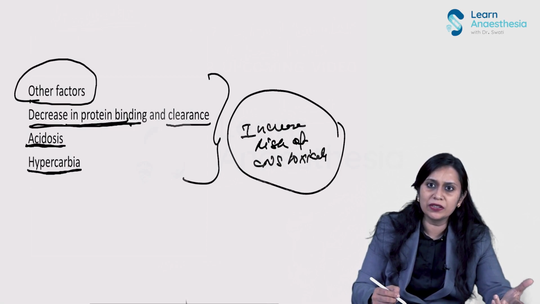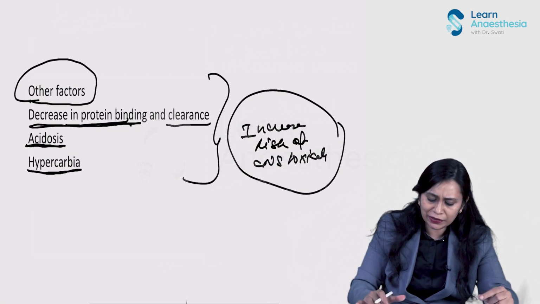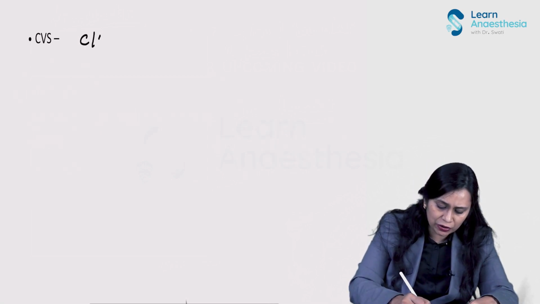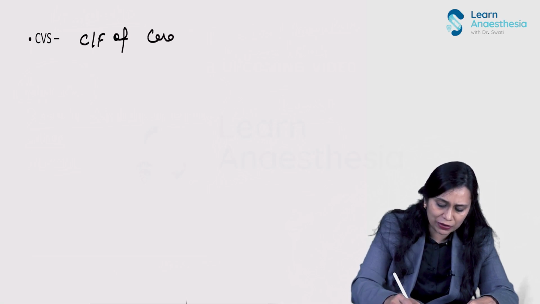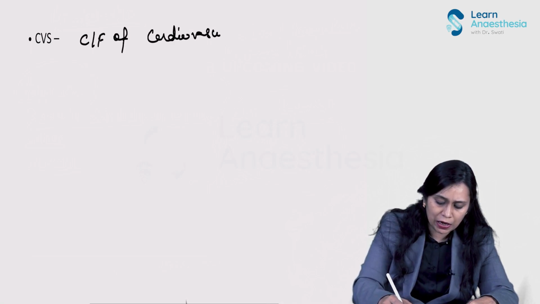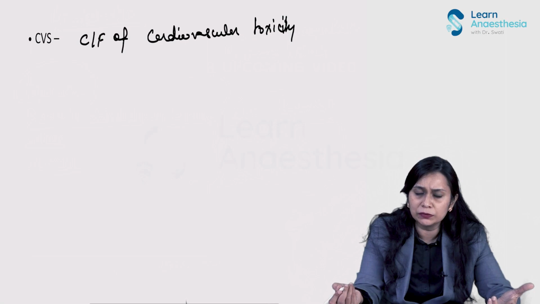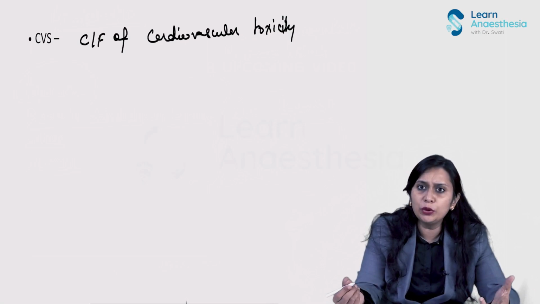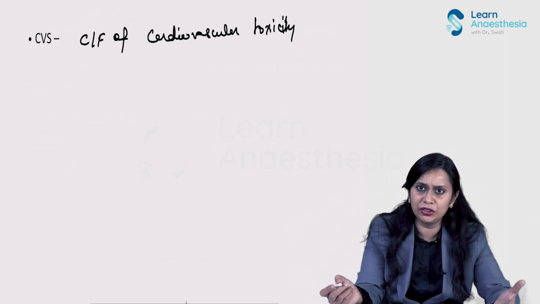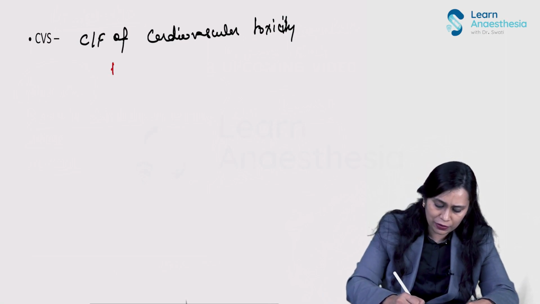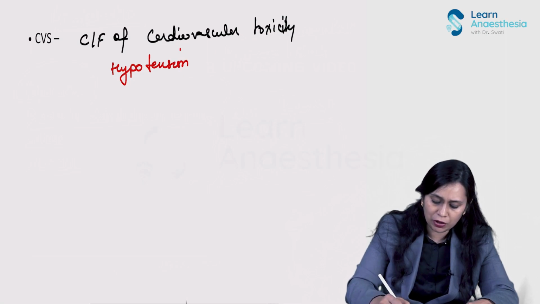Because risk of systemic toxicity will increase. Now let us see what are the CVS factors. Now, clinical features of cardiovascular toxicity. First effect on the cardiovascular system is mostly hypotension because of the vasodilatation which it causes. So, first thing is hypotension, right? Because of vasodilatation.